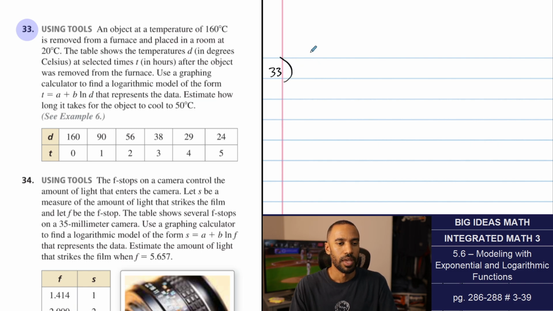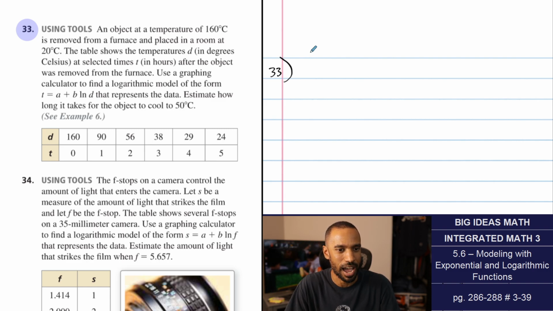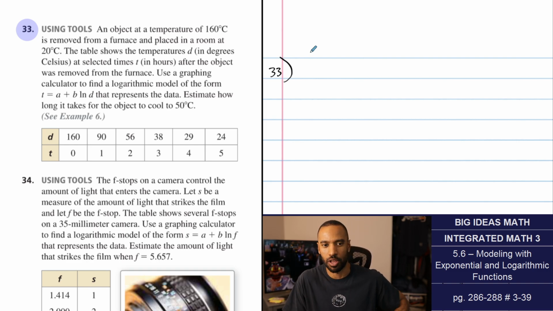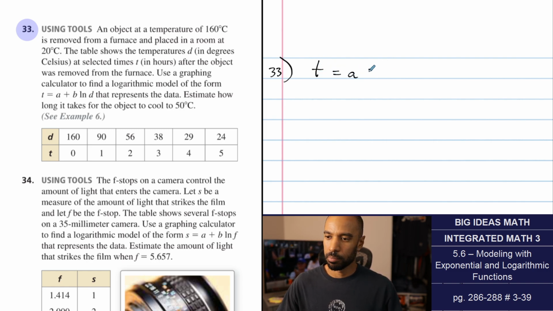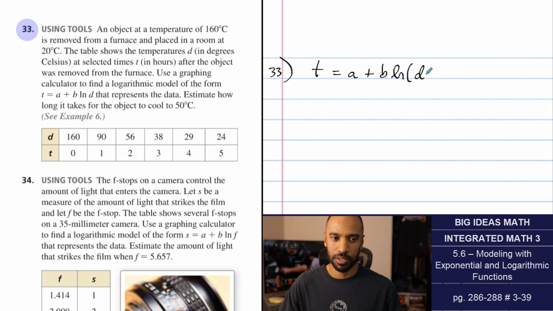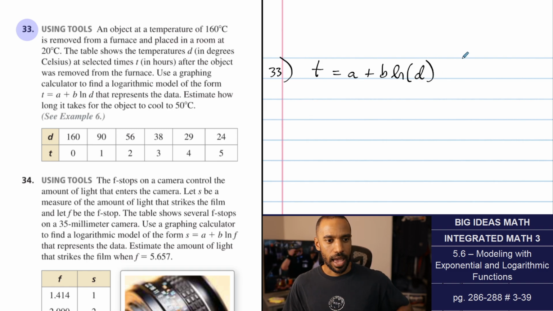All right, using tools. An object at a temperature of 160 degrees Celsius is removed from a furnace and placed in a room at 20 degrees Celsius. Oh, this reminds me of the Newton's thing. The table shows the temperatures D in degrees Celsius at select times T in hours after the object was removed from the furnace. Use a graphing calculator to find a logarithmic model of the form T equals A plus B times natural log of D that represents the data. Estimate how long it takes for the object to cool to 50 degrees Celsius.